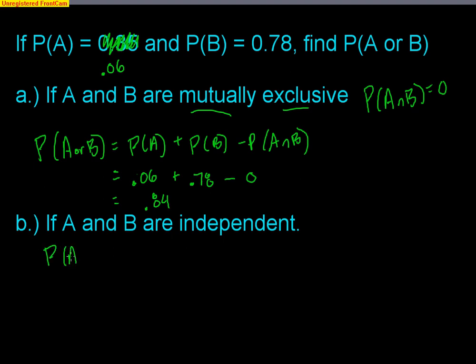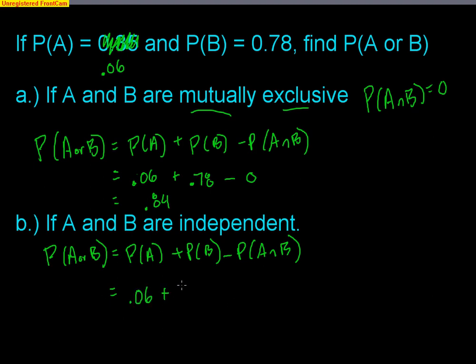Let's find the probability of A or B if A and B are independent. Well, that means that the probability of A plus the probability of B minus the probability of A and B. Okay, well, again, still using that same addition formula. The probability of A is 0.06 plus the probability of B is 0.78. This time, well, independent means you could be mutually exclusive, you could not be, so I don't know if this is 0. But wait a minute, remember, if you're independent, the probability of A and B is equal to the probability of A times the probability of B.